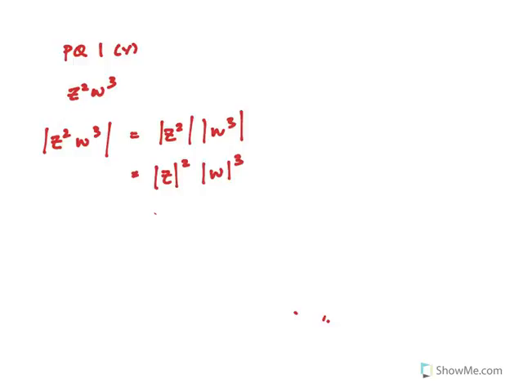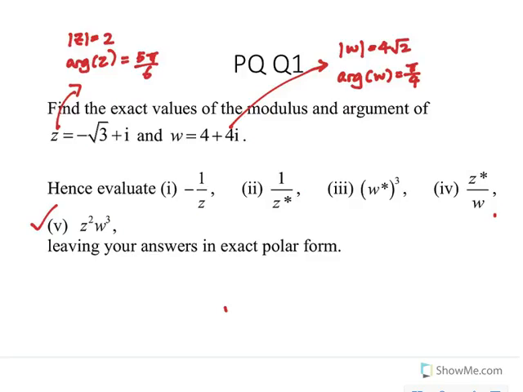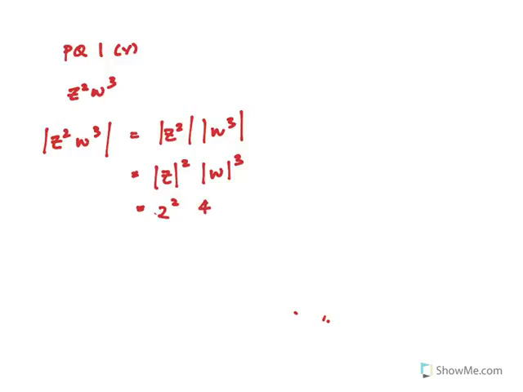And what is the modulus of Z squared? Z squared is none other than the mod of Z squared. Remember that the modulus of Z is 2, so it's just 2 squared. The modulus of W is 4 square root 2. Right, so this is just 4 square root 2 to the power of 3. Okay, and the answer comes out to be 512 square root 2. So work it out by yourself.